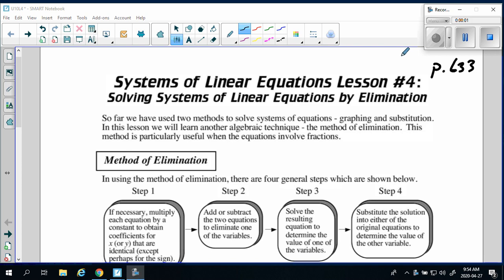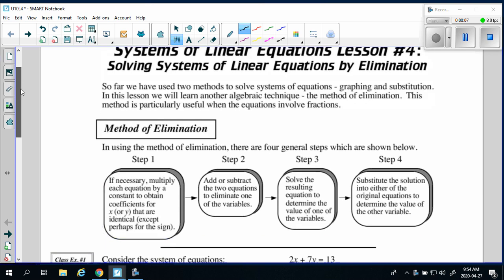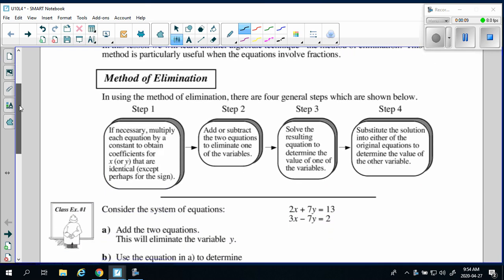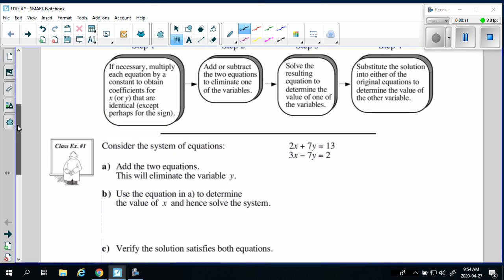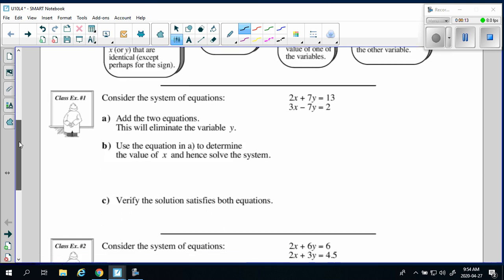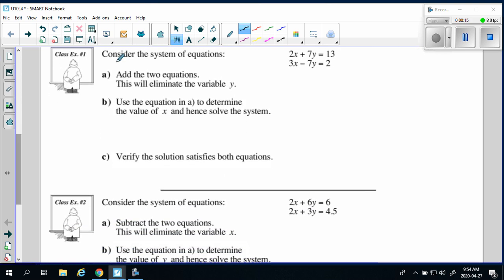Lesson 4, page 633, solving systems by elimination. So what we have seen before is you can substitute one variable by isolating for it first and then dropping in the expression. So today we're going to learn a different method of solving by elimination. So we have a system here of two equations and they're asking us to solve it.